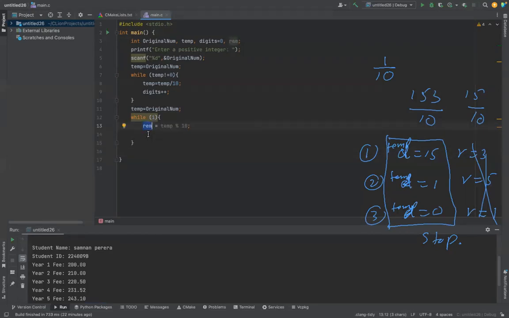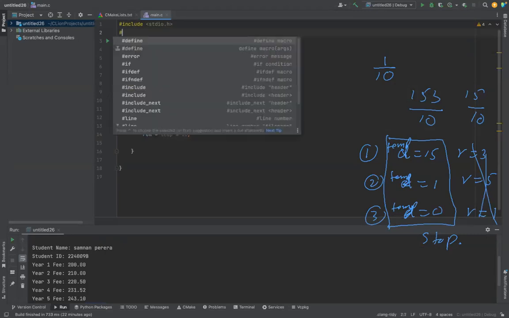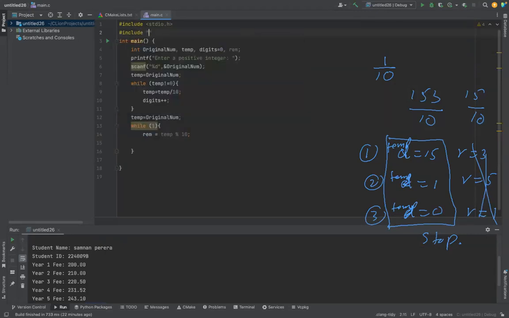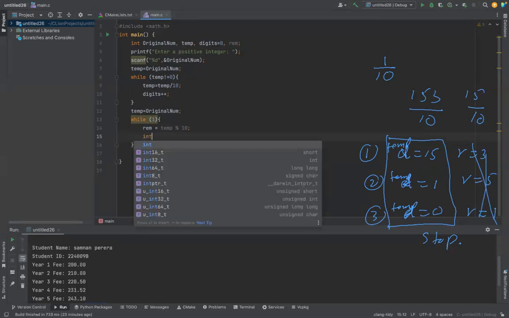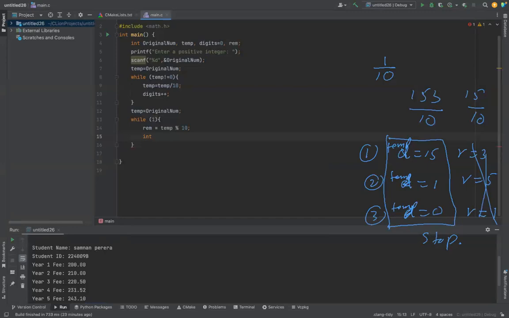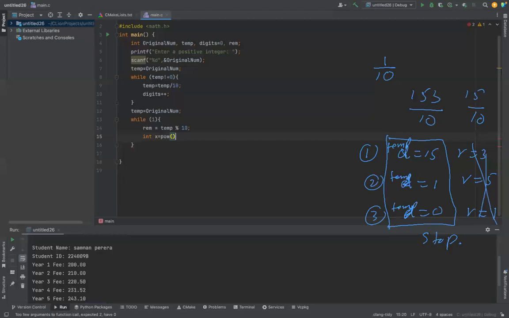3 means digits. So what can we do? If you want, you can use the math.h header file. You can use the pow function. Hash include math.h. We can take that value. Let's say the value is int x.